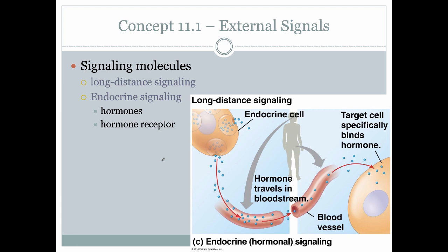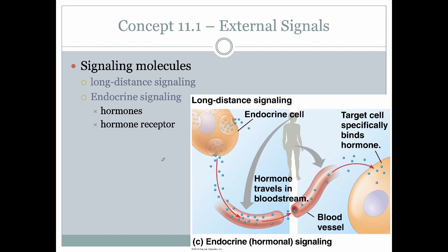And then the fourth form, I guess, or the third form of signaling that we covered is long-distance signaling. This is called endocrine signaling, and endocrine signaling is typically done by hormones. This is the main mechanism for hormones being secreted into your bloodstream, so it's also referred to as hormonal signaling. Whenever we talk about hormone signaling, that's called endocrine signaling.